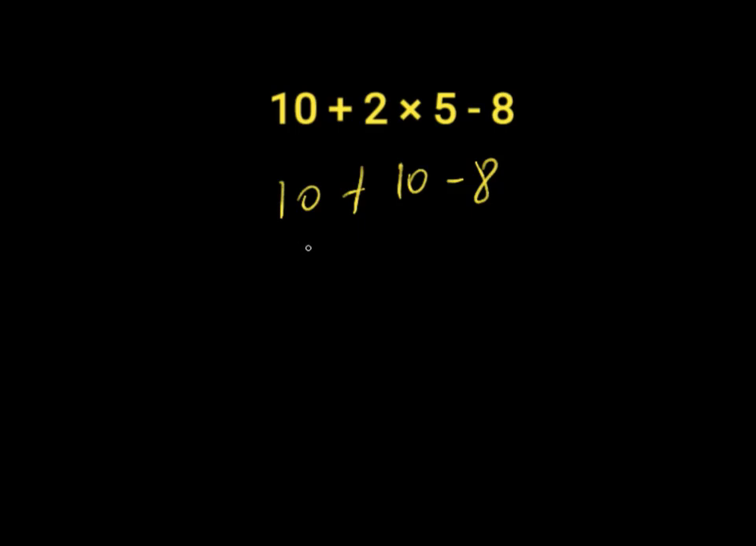10 plus 10 will give us 20. Then we have 20 minus 8. 20 minus 8 will give us 12. 12 is the right answer to this question.